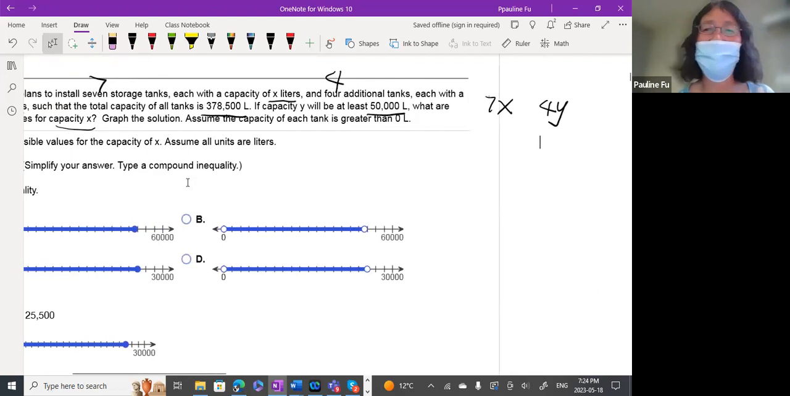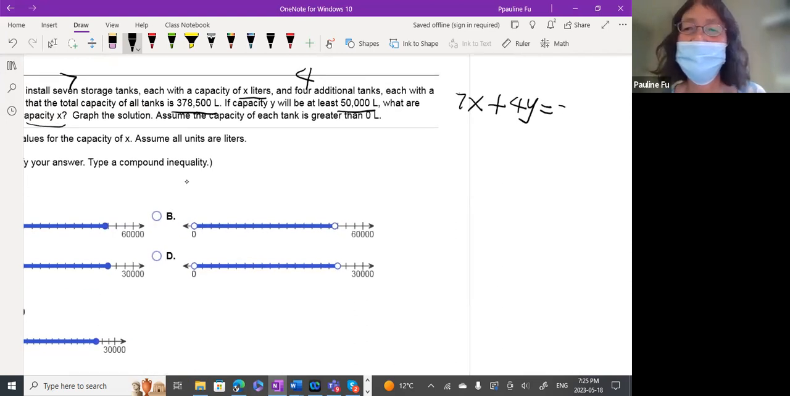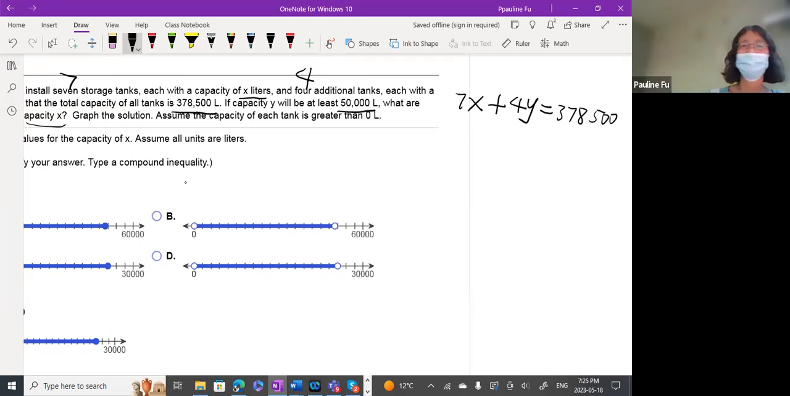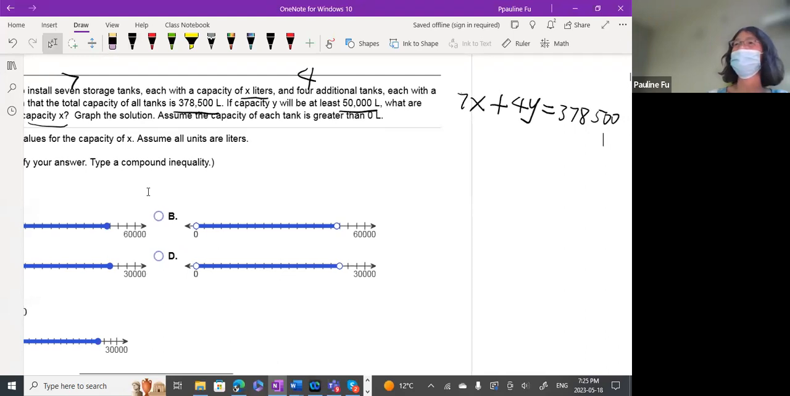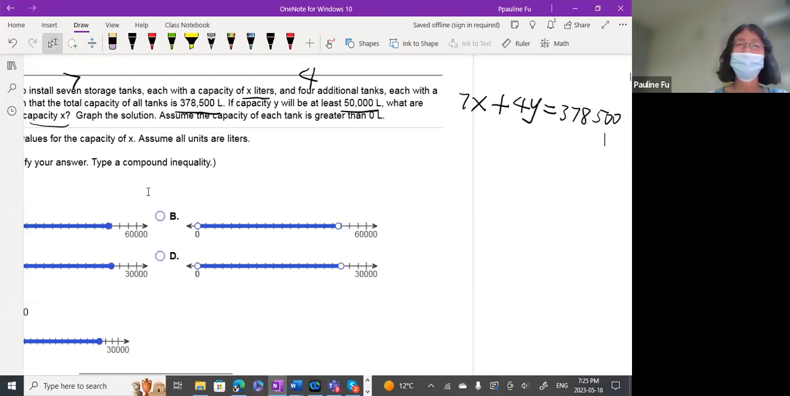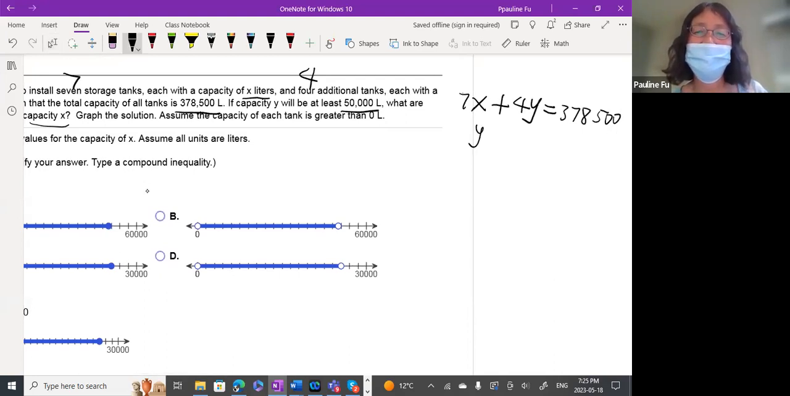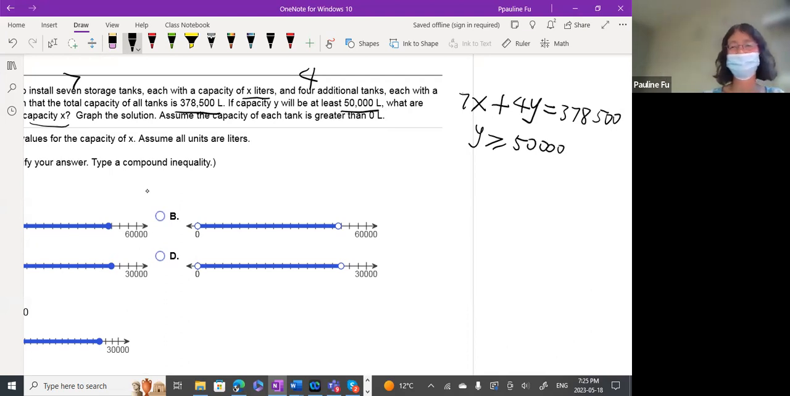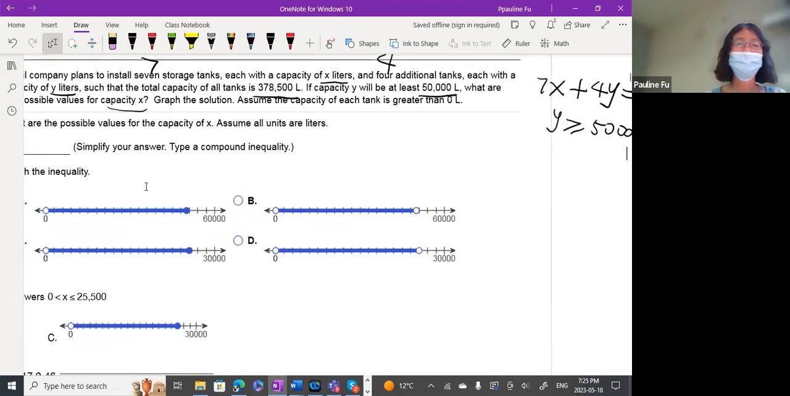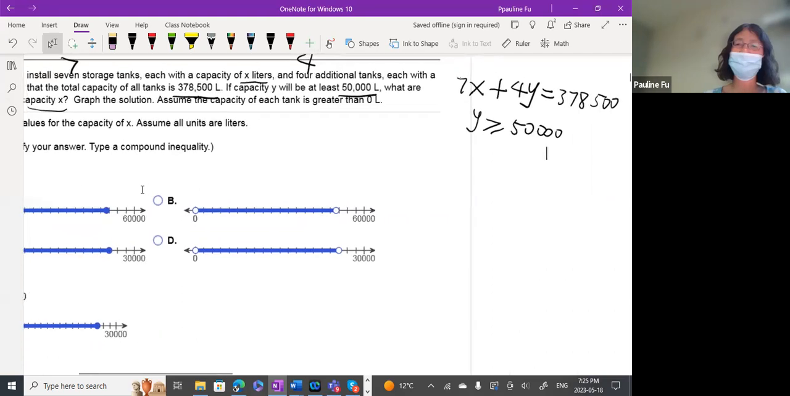Total capacity, if you add these two together, that is the total capacity, 378500. Is that right? And then Y at least means greater or equal to. Y at least is this. And the question asks you, what would be possible value for X? That is the question.